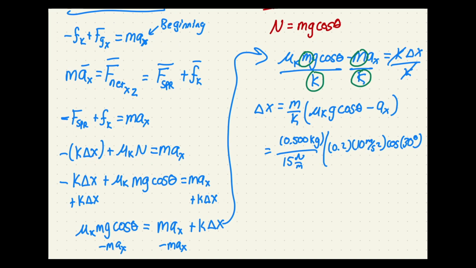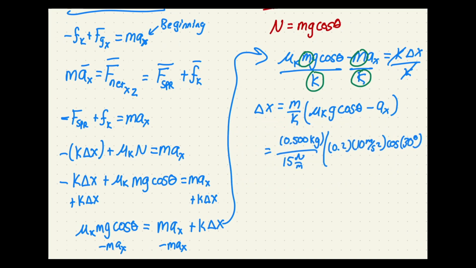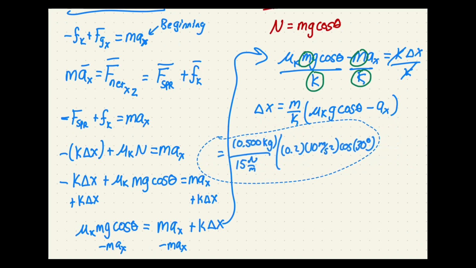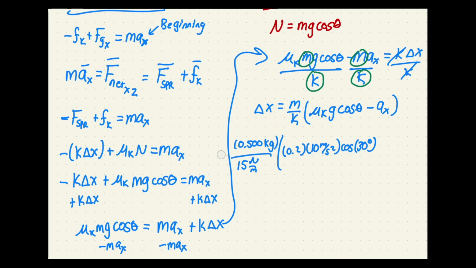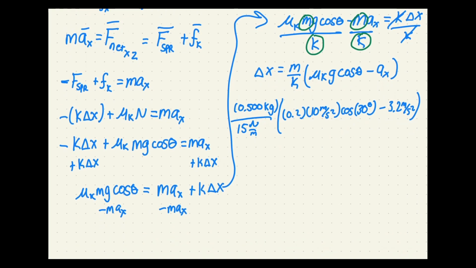I'm running out of room here, so let me move some stuff over a little bit further. Okay, so now I have that first part, the mu k g cosine theta, and from that we will subtract our 3.2 meters per second squared for a sub x. And if I plug this stuff in, I should get somewhere around negative 0.06 meters as my delta x.